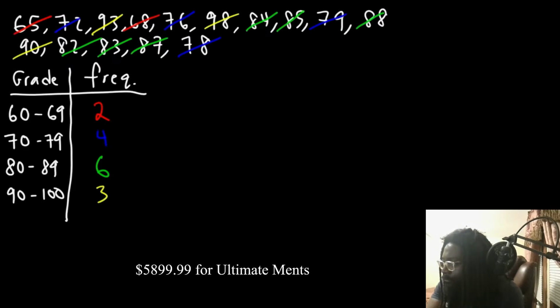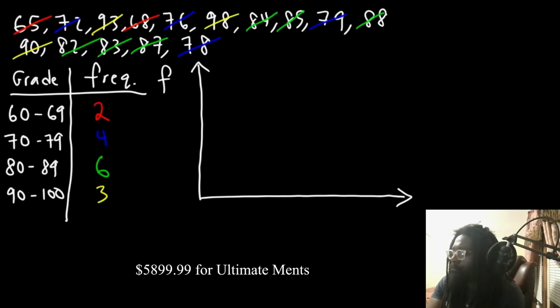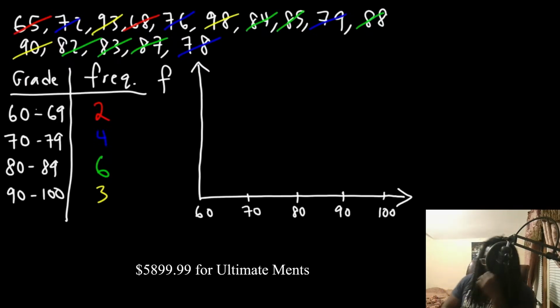So now that we have our frequency distribution table, we can now make a histogram. So on the y-axis, we're going to plot the frequency. On the x-axis, we're going to put the grades. So the grades will vary between 60, 70, 80, 90, and 100, because the classes are separated by intervals of 10, approximately.